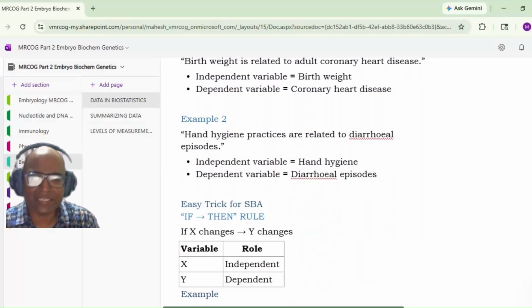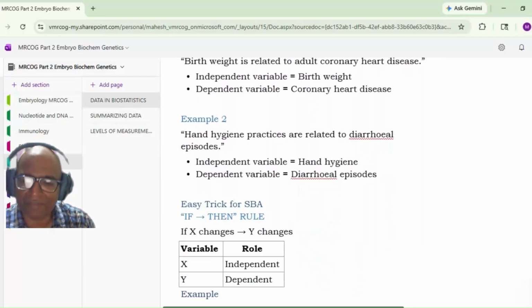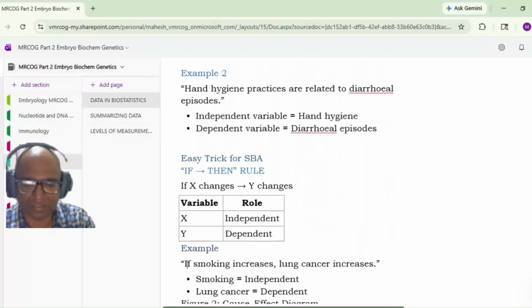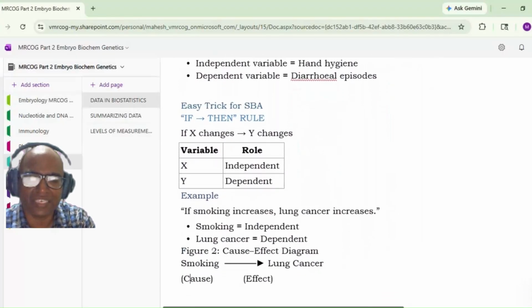Another trick is just the if-and-then rule you apply. If this is there, then it leads to that. So if X changes, the Y will also change. So the X variable will be an independent variable, while the Y variable will be the dependent variable. So apply this if-and-then rule. This is the way you can identify which is the dependent variable and which is the independent variable.